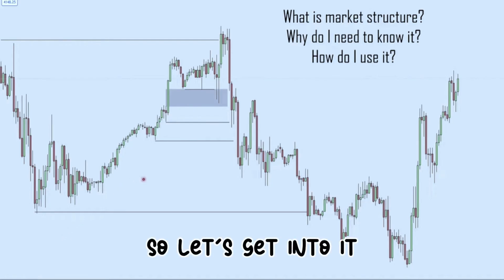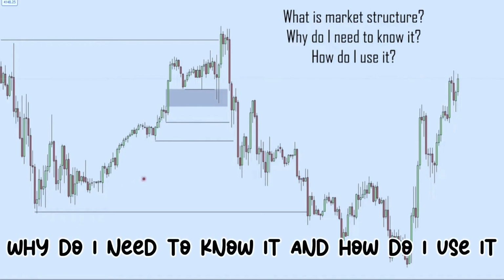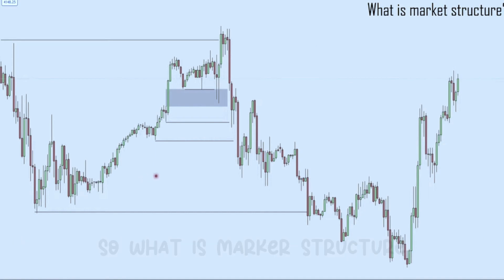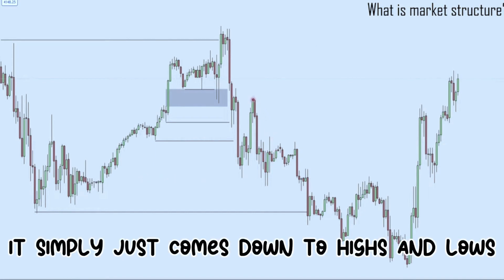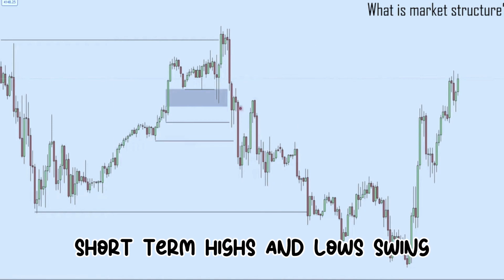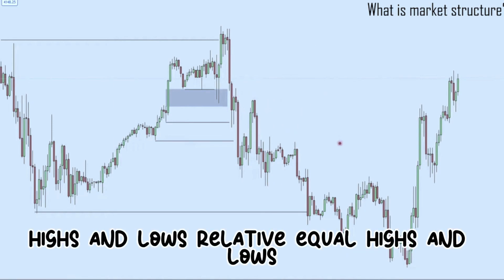So let's get into it. What is market structure? Why do I need to know it, and how do I use it? So what is market structure? It simply just comes down to highs and lows. Short-term highs and lows, swing highs and lows, relative equal highs and lows.